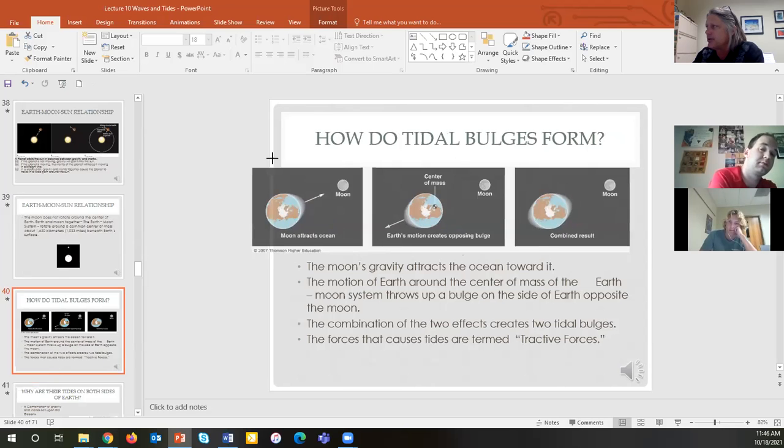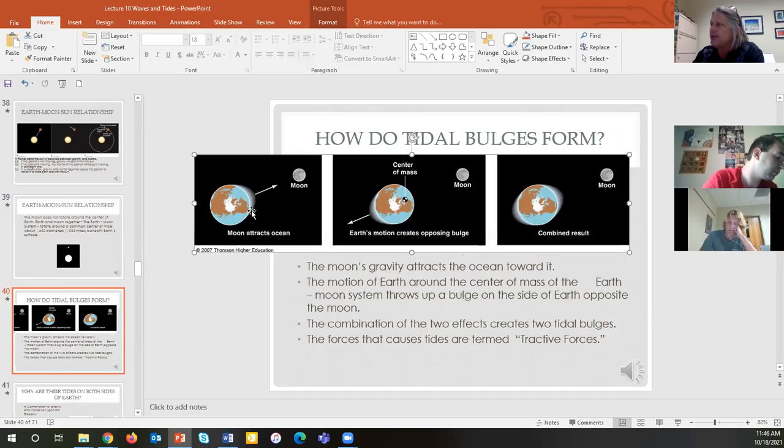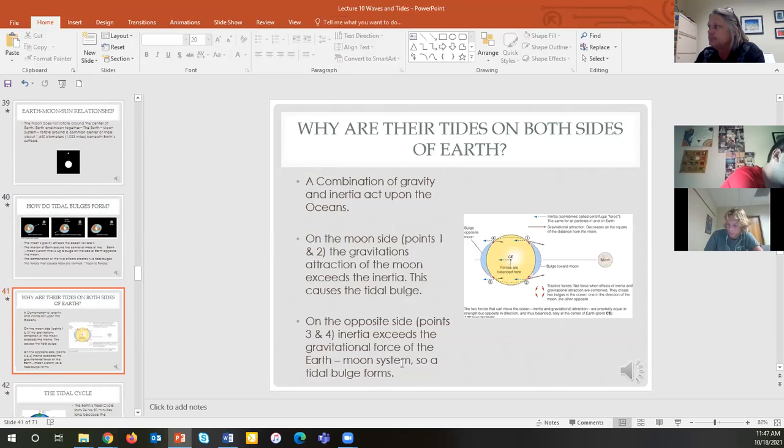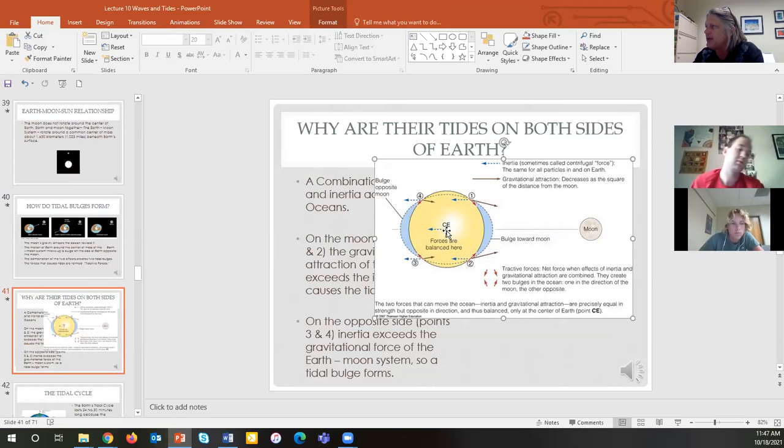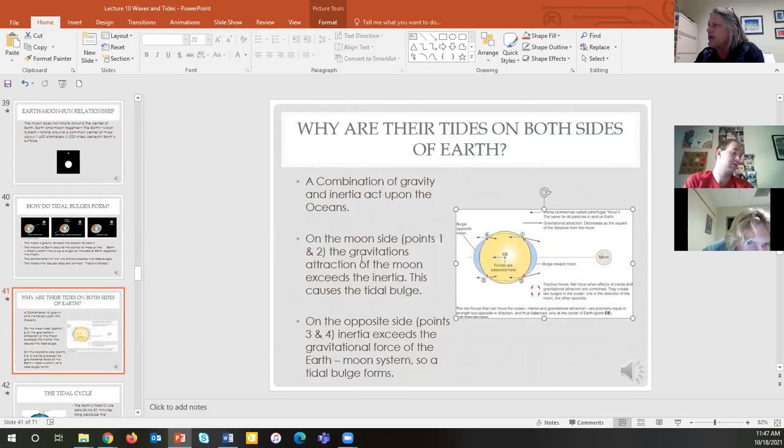So here's the tidal bulges. The gravity is easy. The gravitational side is just due to basic gravity between the Earth and the moon. Our center of mass is off a little bit, remember? So our backside's a little bit smaller, the inertial side, because we're a little bit off center, but the combined effect is 2 tidal bulges of approximately the same height on our planet. Again, we have the forces balanced here, the bulge toward the moon and the bulge opposite the moon. Caused by gravity and inertia.